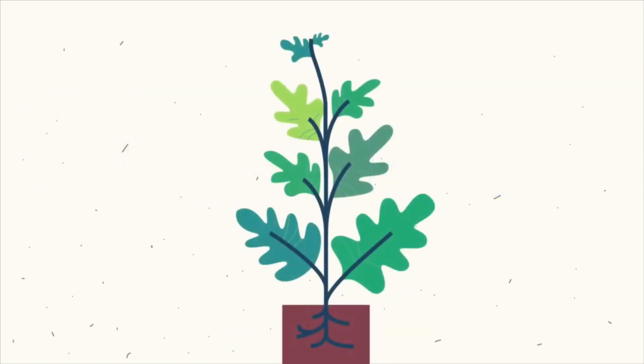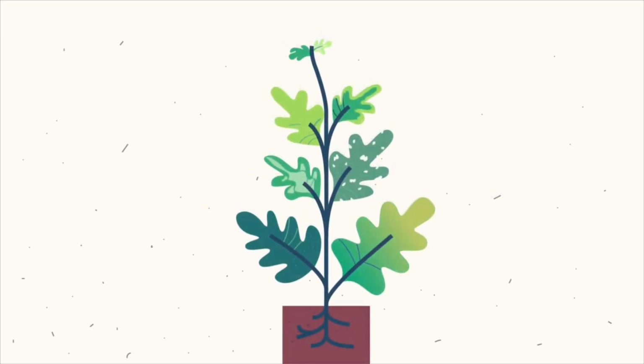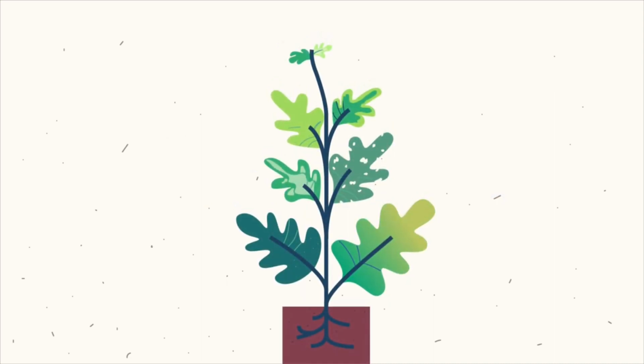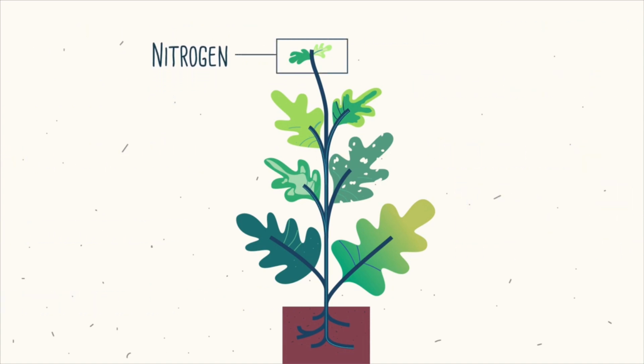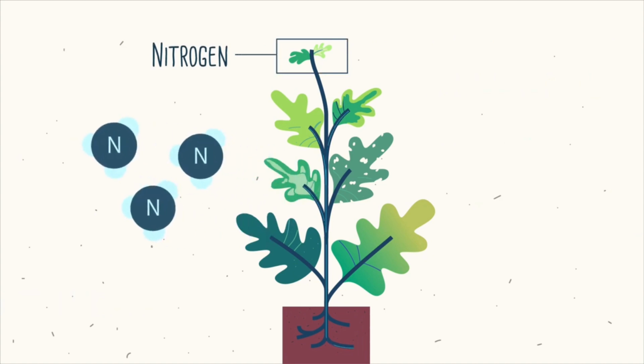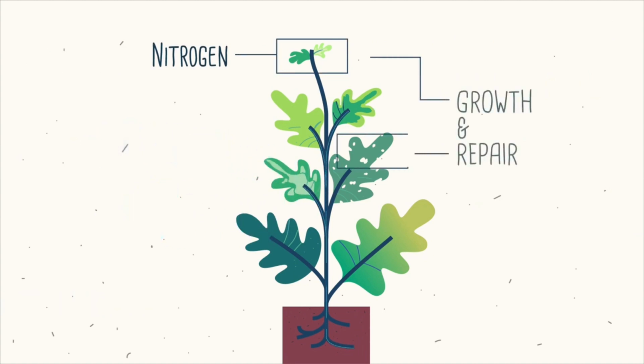Sometimes, disease is not caused by an infection, but by a nutrient deficiency. In fact, plants can be damaged by a range of ion deficiency conditions. For example, stunted growth caused by nitrogen deficiency. Nitrate ions are needed for protein synthesis and are therefore important for growth and repair, as well as all of the plant's enzyme-controlled functions.